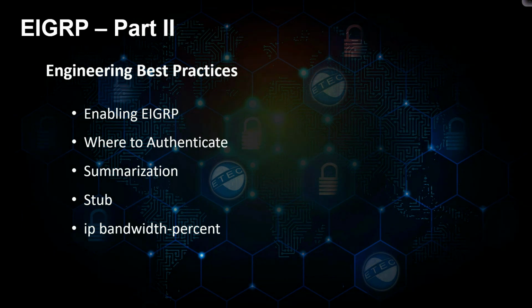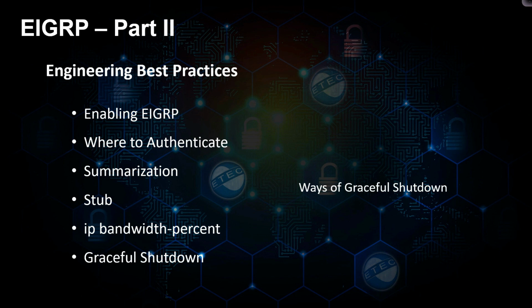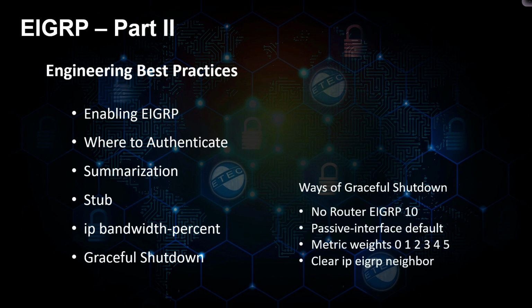And last is graceful shutdown. If you need to shut down an EIGRP router for maintenance, don't just turn it off, as you can cause a major network reconvergence, as all routers will go active for those lost networks. Save your current running configuration first, then these are the ways of graceful shutdown.